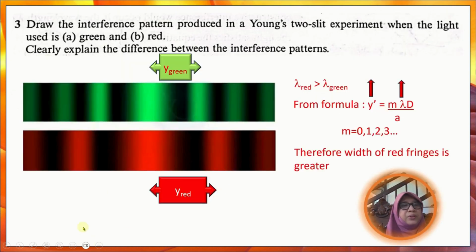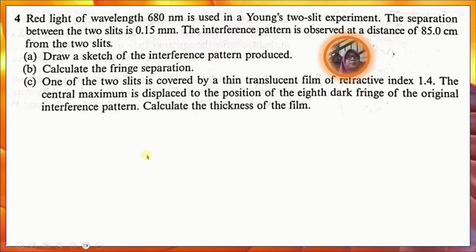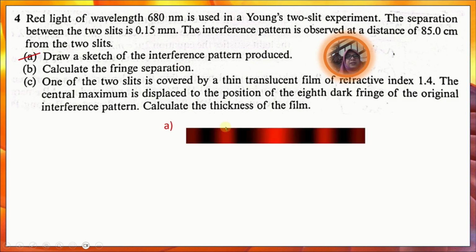Now we go to question 4. Red light of wavelength 680 nanometer is used in a Young's two-slit experiment. The separation between the two slits is 0.15 millimeter, and the interference pattern is observed at a distance of 85.0 centimeter from the two slits. Draw a sketch of the interference pattern produced. This is for red light, so the pattern is similar to question 3 just now, but only for red.